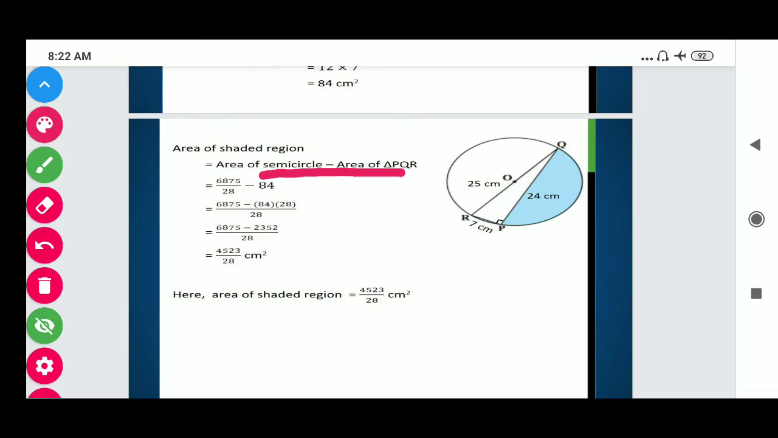Now students, what we have to do is subtract the area of triangle PQR from the area of semicircle. So in this way, by using the values which we have earlier found, 6875 over 28 minus 84. Now by taking the LCM and on subtracting this we get 4523 over 28. This is the area of shaded region in square centimeter.